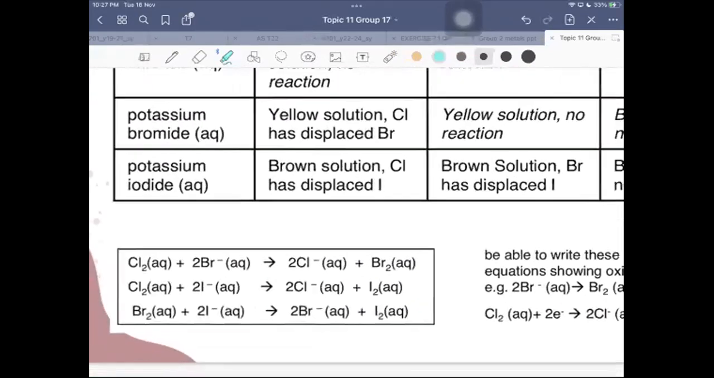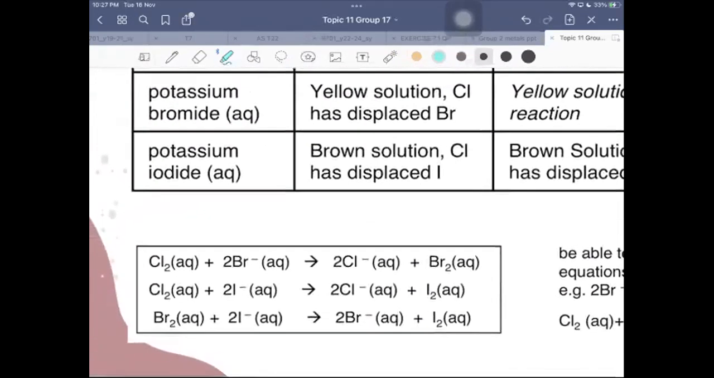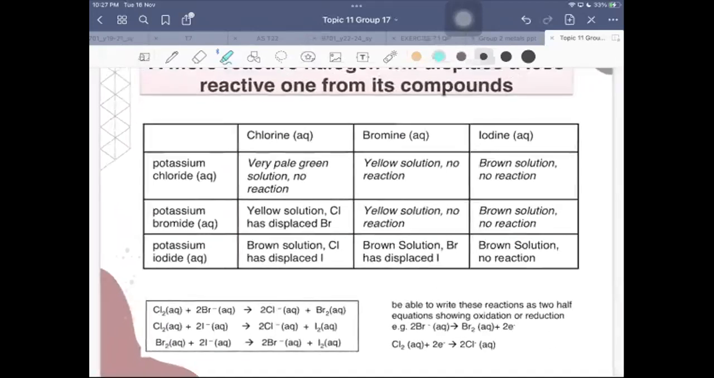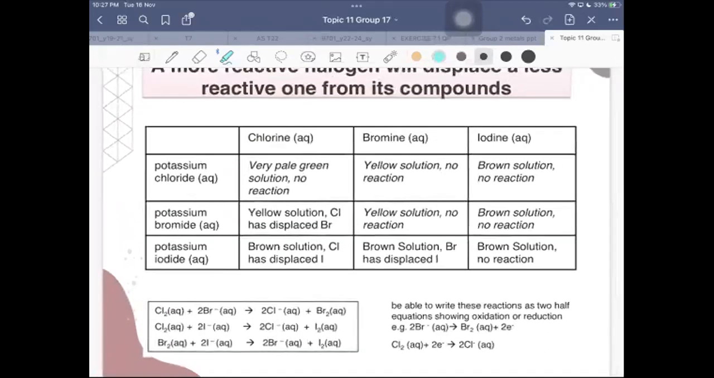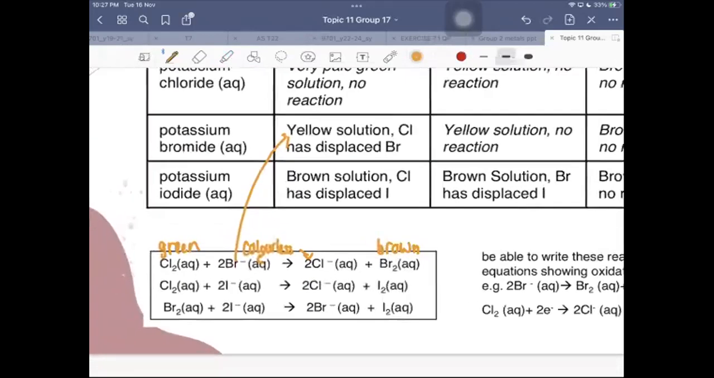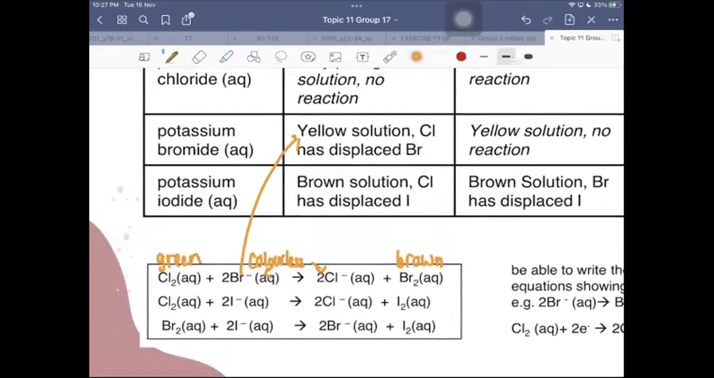Here is the equation for the reactions that I mentioned just now. Okay, so chlorine displacing your bromide is here. Okay, that's the reaction. You see the color change as green to brown. The others are colorless. Please take note that your halides are colorless. Okay, all your halides, bromide, chloride, iodides are colorless.